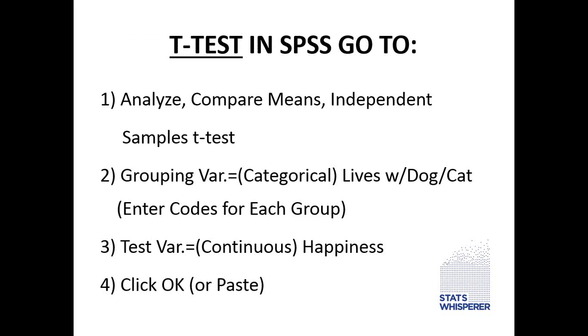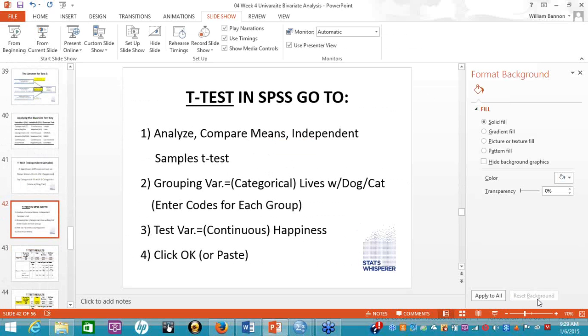To do the test in SPSS, you just simply go to Analyze, Compare Means, Independent Samples t-test. Then under Grouping Variable, we'll put our categorical variable, and then you have to put the codes for each group, as in, did you code as 1 and 2 or 0 and 1, or we'll go over that. And then the test variable. Under test variable, you put the continuous variable, and then it's OK or Paste. So let's do that in SPSS.